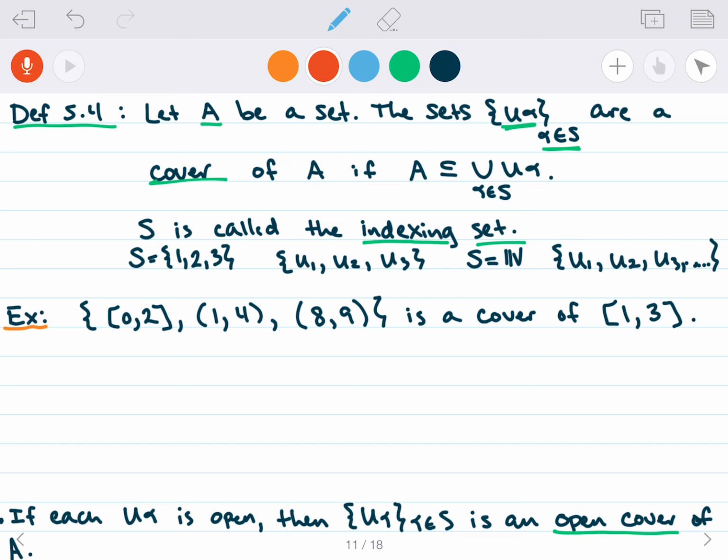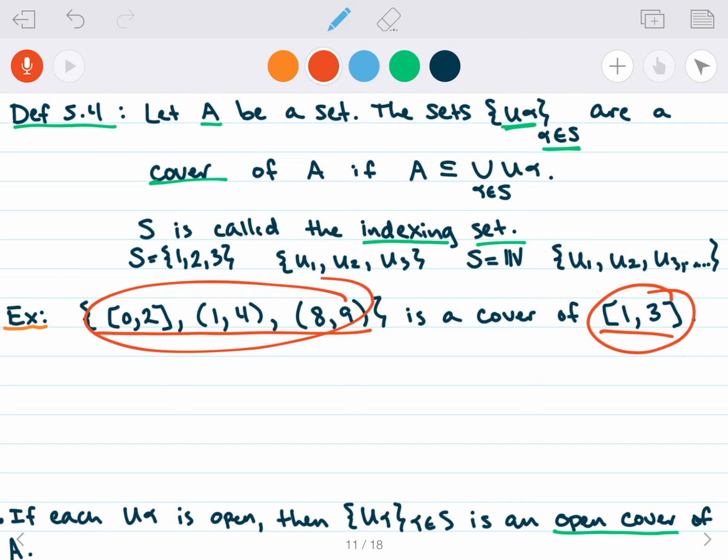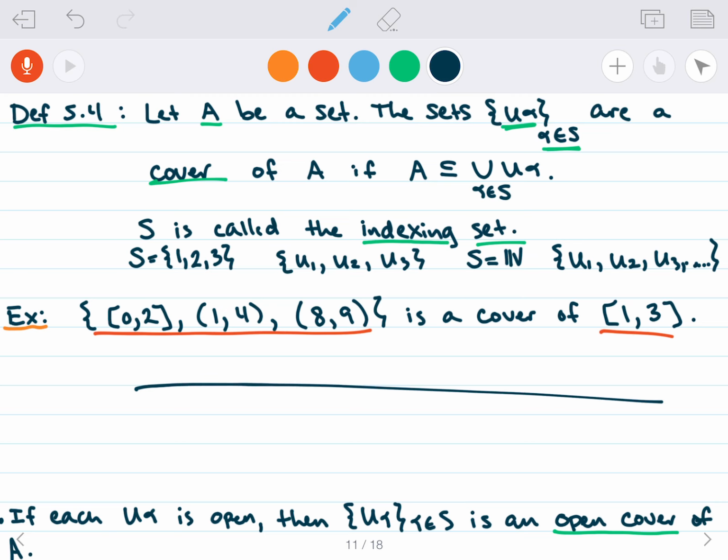So let's look at some examples to get our hands dirty with this stuff. This collection of sets is a cover for the set 1, 3. And why is it a cover? Because the set 1, 3 is completely contained in the union of these sets. We can draw a picture to see this. So here is the set 1, 3, our set of interest.